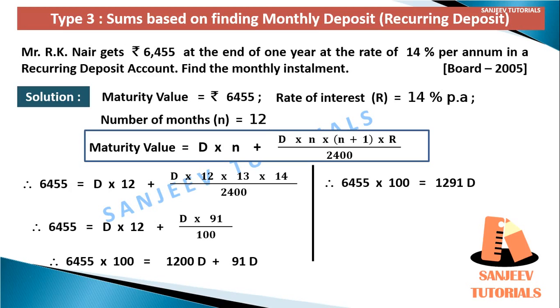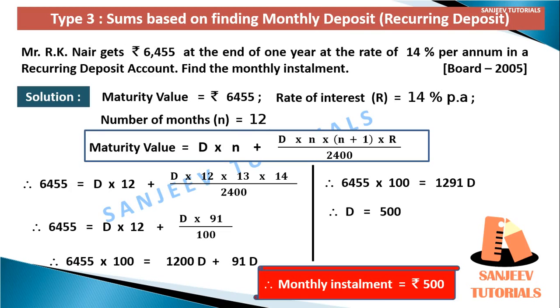Next step, I get left hand side, I keep it as it is, 6,455 into 100, and right hand side on simplification gives me 1291D. On further simplification, I get D equal to 500. So my monthly installment is rupees 500.